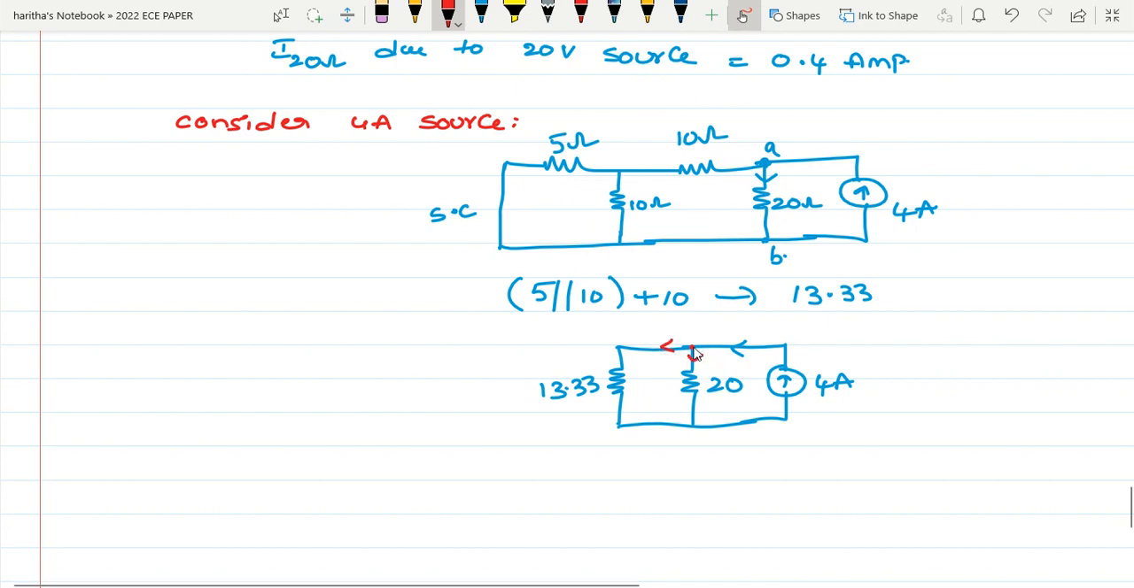So this is the current. At this junction point, where three elements are meeting at a point, the current is dividing. That point is called the junction point. So this is the total current for this circuit, and this is the current. Let it be I1, and this is I2. I1 is the current passing through 20.